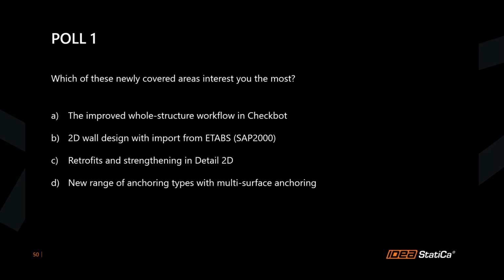And we have a quick poll for you here. We would like to hear your answer. I just turned it on also in the GoTo platform. So the first question is, which of these newly covered areas interest you the most? Is it the improved whole structure workflow in Checkbot, as presented as the last one, or 2D wall design with import from ETABS or SAP2000, retrofitting and strengthening available now in Detail 2D, or is it this whole new range of anchoring types with multi-surface anchoring?